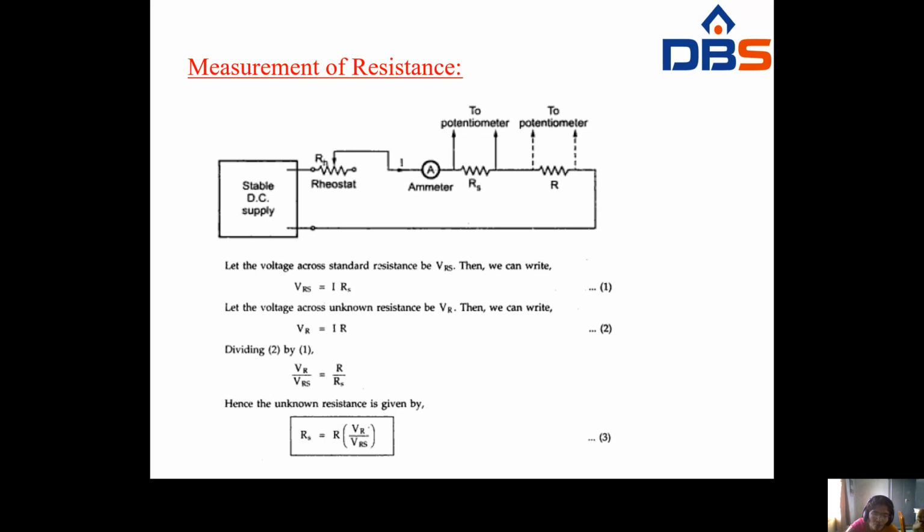That means you have to know the values of VR and VRS, and RS is nothing but the standard resistance value. From these known values you have to find out the unknown resistance R value. So R equal to RS into VR by VRS. This is the measurement of resistance, one of the applications of the DC Crompton potentiometer.